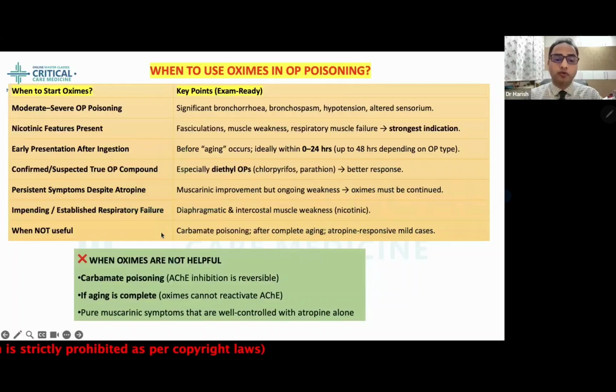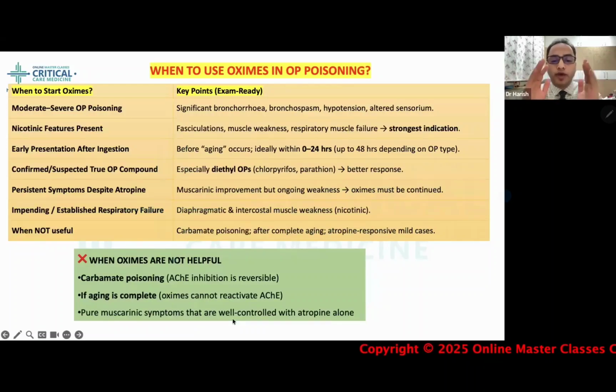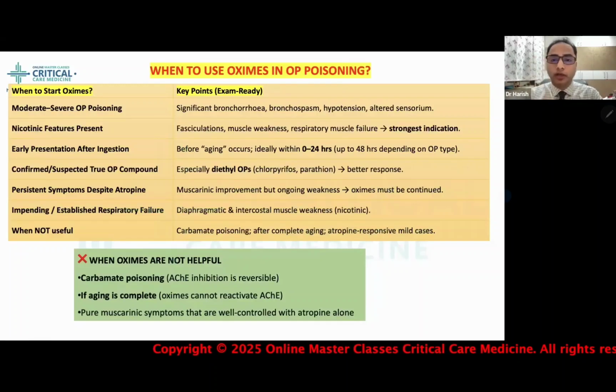So when are they not useful? Definitely carbamate poisoning, because acetylcholinesterase inhibition is reversible, so no need to give the oximes there. If aging is complete, oximes cannot reactivate acetylcholinesterase, that is, if the complex aging is already over. And when the patient has purely muscarinic symptoms that are well controlled with atropine alone, then also it may not be required to give the oximes.